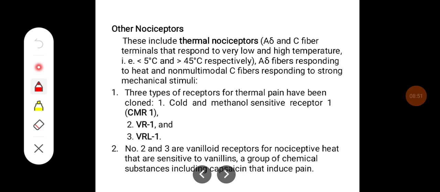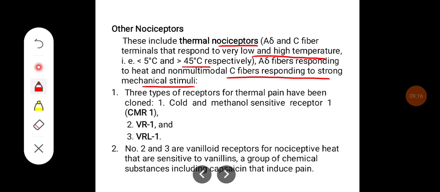The other nociceptors include thermal nociceptors. There are A delta and C fiber terminals that respond to very low and high temperatures, that is, less than 5 degrees and more than 45 degrees Celsius respectively. A delta fibers respond to heat, and non-multimodal C fibers respond to strong mechanical stimuli.